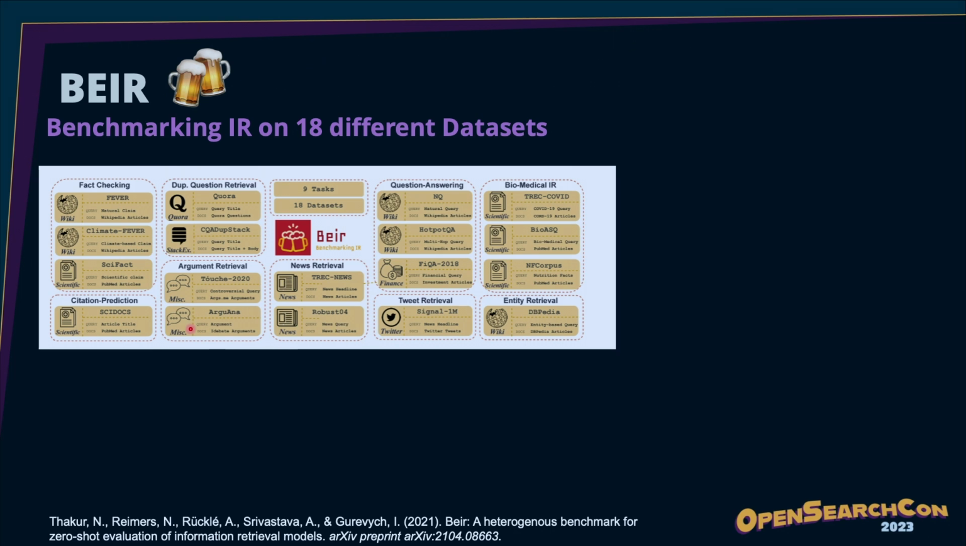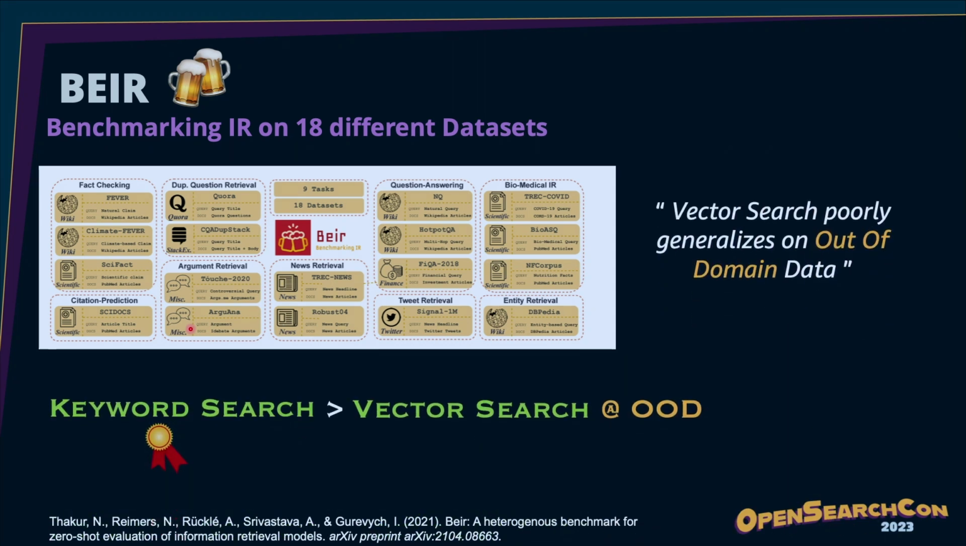That was the overall analysis, and the result was quite surprising. Vector search poorly generalized on out of domain data. So, whenever vector search was done on the data sets on which the model was not fine tuned, the vector search performed really bad. And the conclusion was that keyword search was considered to be a strong baseline and was performing better than vector search on an out of domain condition.